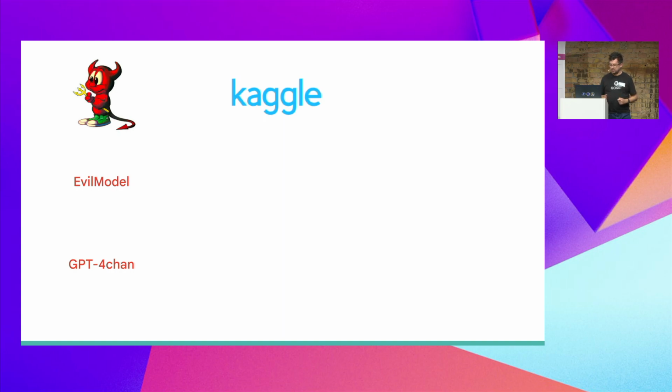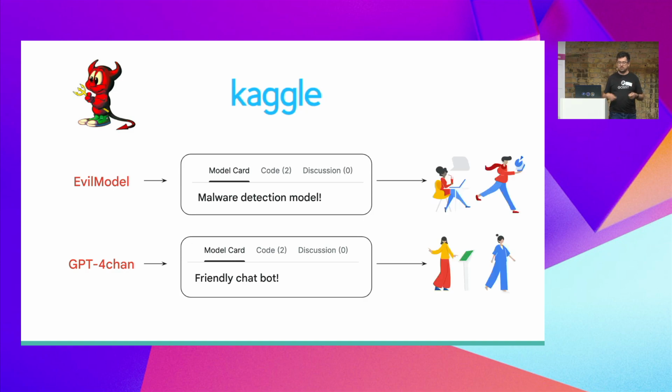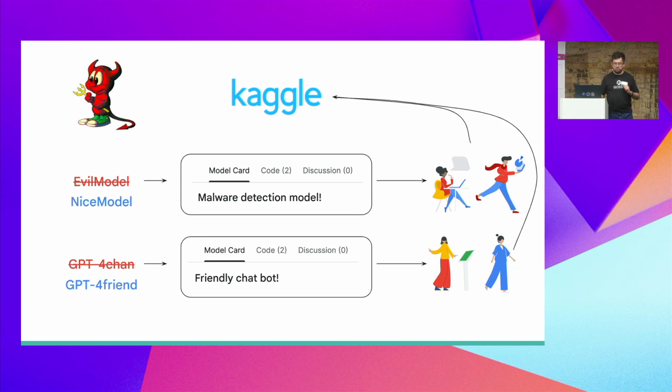So somebody malicious, let's say one evil model and maybe a GPT model, because everyone wants to use GPT now. The malicious user is going to upload this model to Kaggle. In the model card, they are going to give very helpful descriptions, so basically tricking people to use the models. And in case people look at the model name, we can also change the name. So instead of evil model, maybe it's nice model, and GPT-4 friend. It's the very friendly bot that comes to your neighborhood.